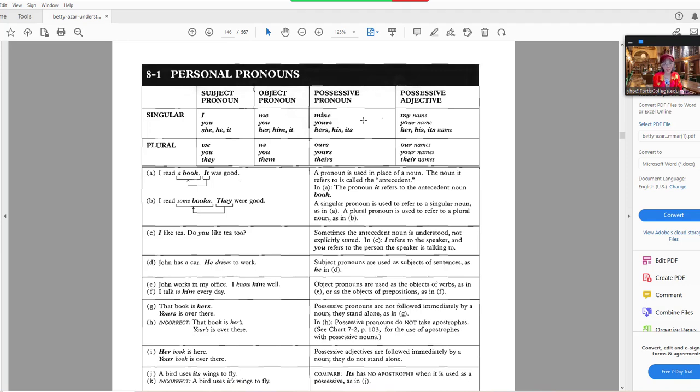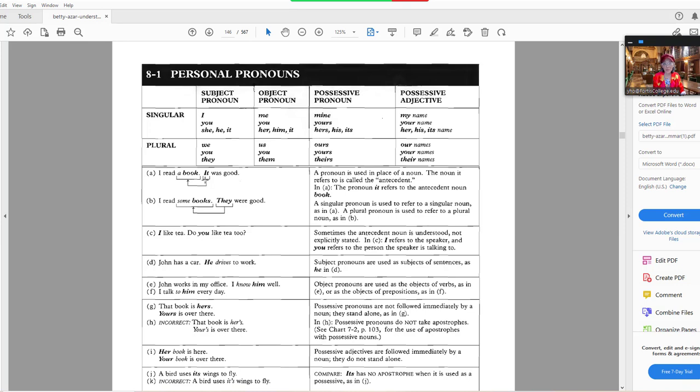So a possessive adjective is a pronoun used as an adjective to show who owns the thing. I read a book. It was good. And so it is the pronoun that replaces the antecedent book. I read some books. They is a plural pronoun that replaces the antecedent books. And so the pronoun has to agree in number and gender.